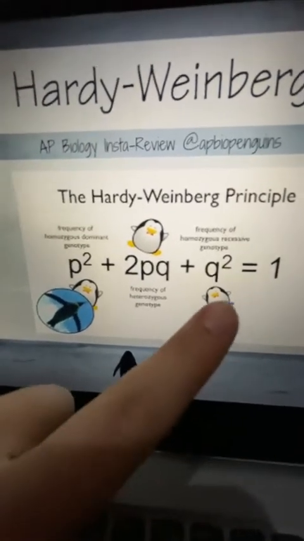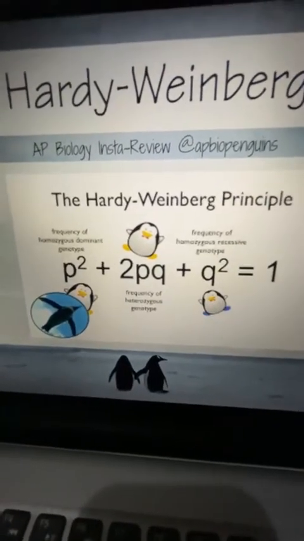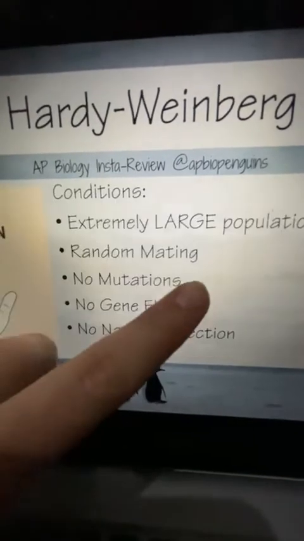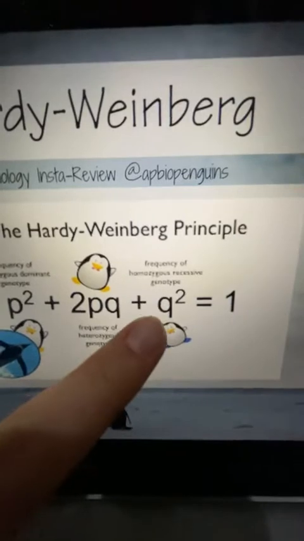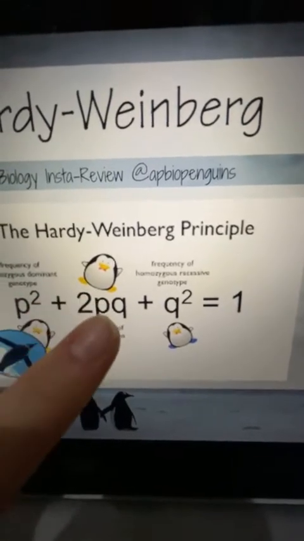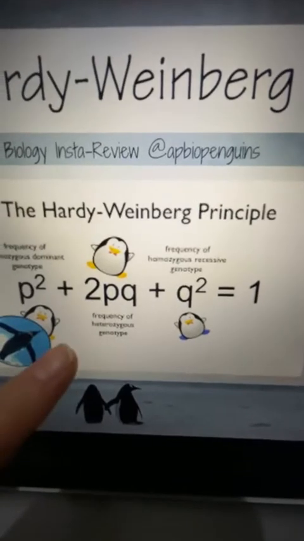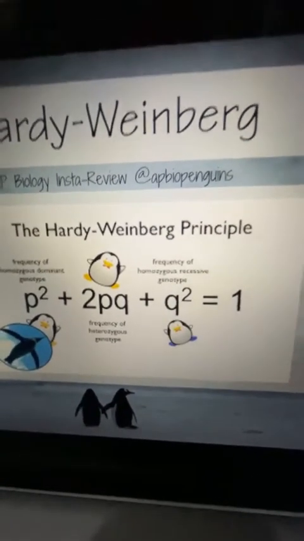Q squared: we said that q is your recessive allele. And if you have 2 recessive alleles, we know that is homozygous recessive. So q squared is our homozygous recessive. And then if you have 1 p and 1 q, you have 1 dominant allele and 1 recessive allele. So of course, 2pq represents my heterozygous genotype. And this equation is just looking at there being 2 total alleles in the population.